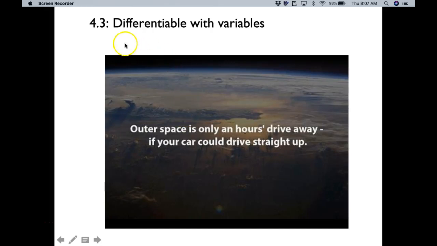Okay guys, today we're doing 4.3 differentiability with variables. So basically there's going to be a variable that you've got to find in order to make a function differentiable. Let's get started.